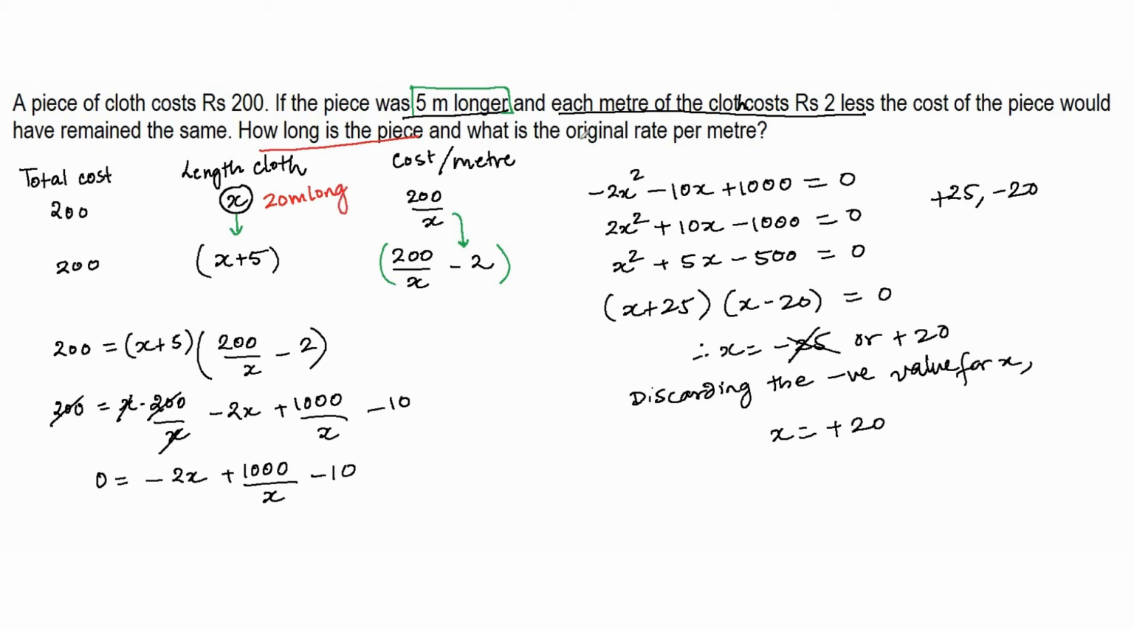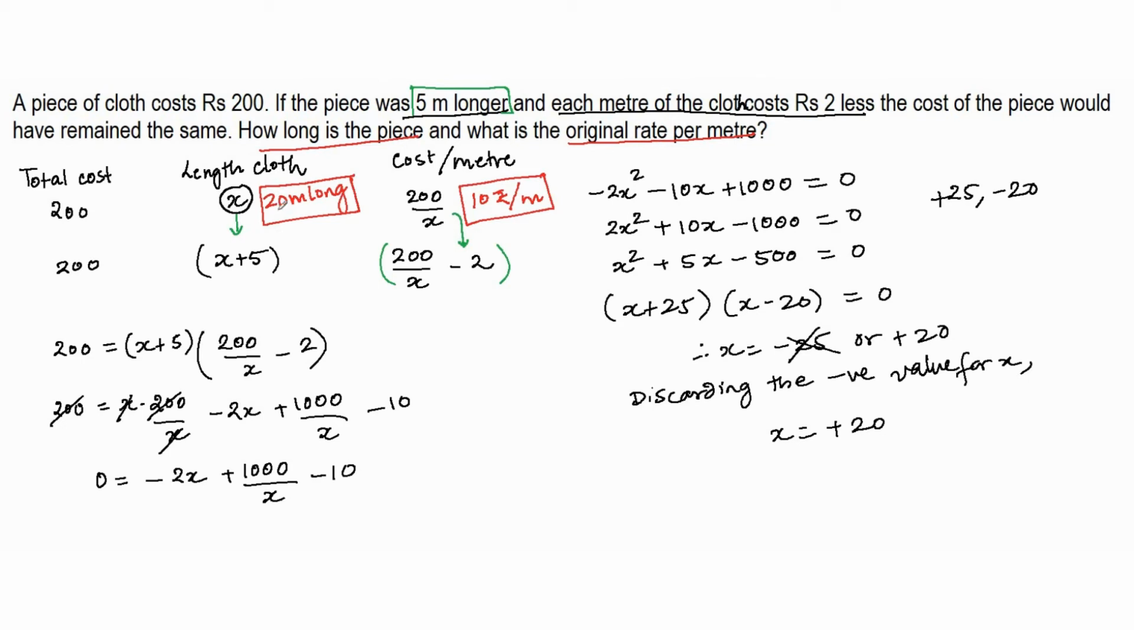And the cost per meter, what is the original rate per meter? The original rate per meter is 200 upon 20, that is rupees 10 per meter. This is the original cost of the cloth, right? So this is how we solve this particular question.